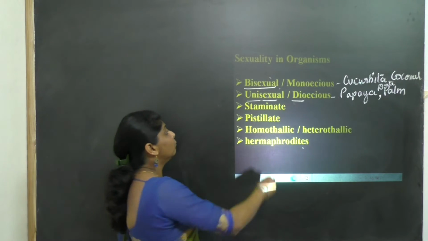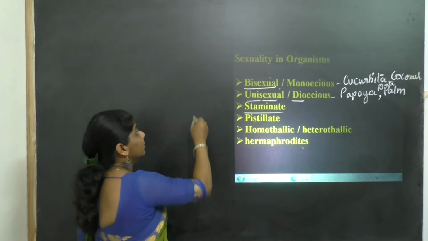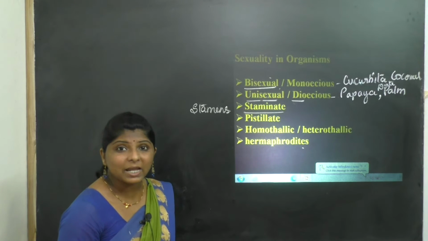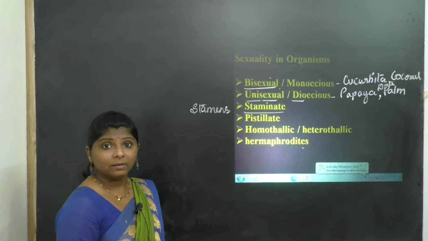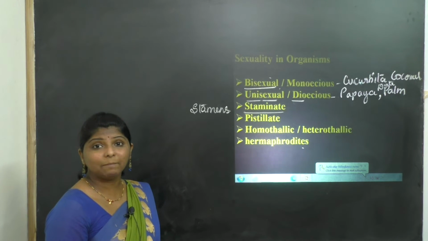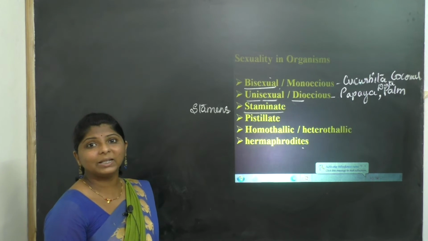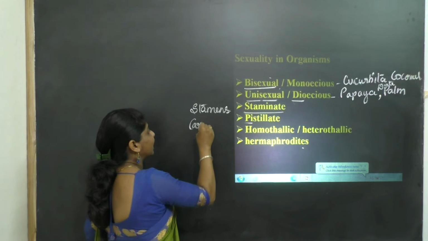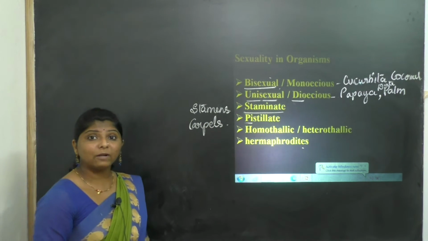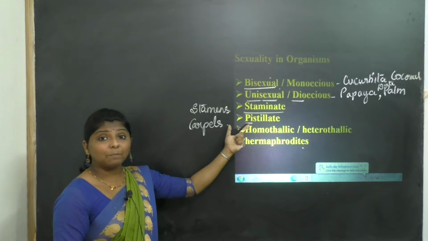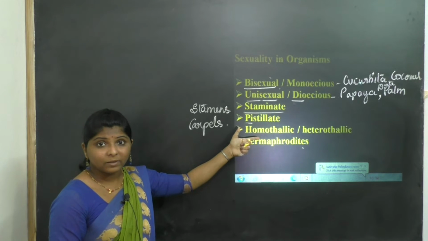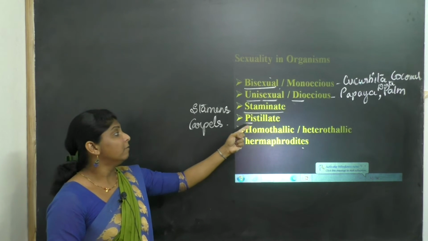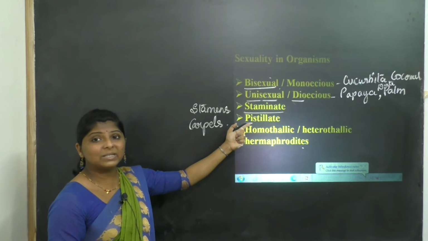Next, what are staminate flowers? The flowers that have only stamens are called staminate flowers. If the flowers have only stamens, definitely it is a male plant, right? The male plant bears flowers that have only stamens. Pistillate: the flowers that have only carpels, which means only flowers with carpels are borne, so they are female flowers. So flowers possessing only stamens are called staminate flowers. Flowers that produce only carpels are called pistillate flowers.